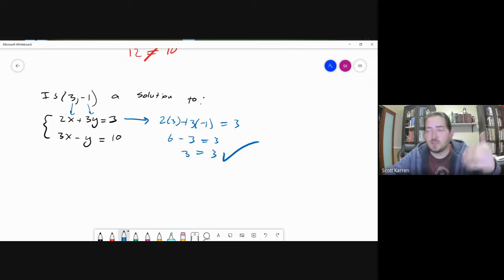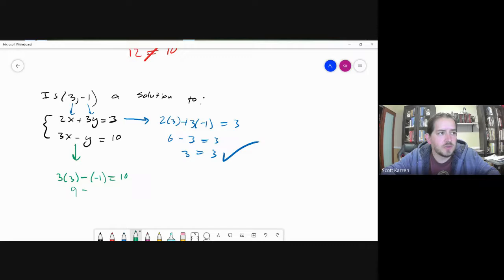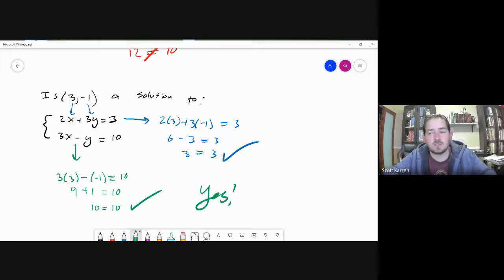But it has to be a solution to the second one as well in order to be a solution to the system. So let's try the second one. 3 times 3 minus negative 1 should equal 10. 3 times 3 is 9, minus negative 1 is the same as plus 1, and we can see that this solves both. And therefore, the answer here is yes, it's a solution.